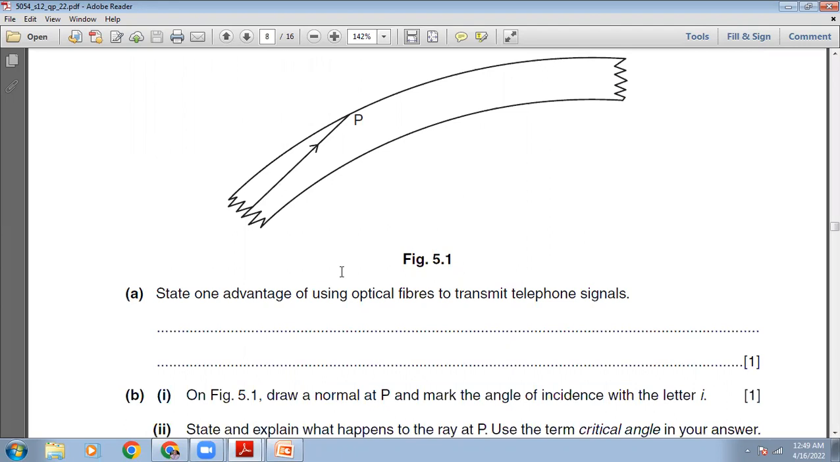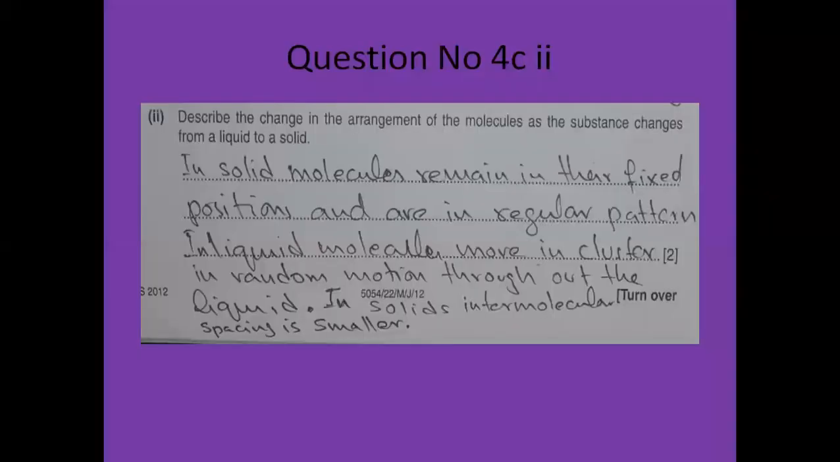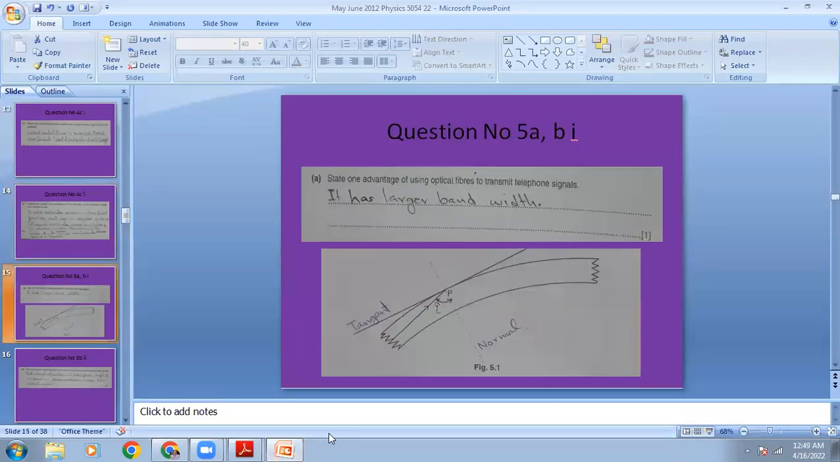You see, with the optical fiber, the bandwidth will be larger, or you can say the transmission of telephone signals by the optical fiber, their reception will be better. There will be less interference, and you need fewer boosters in the path to amplify the signal. It has a larger bandwidth.